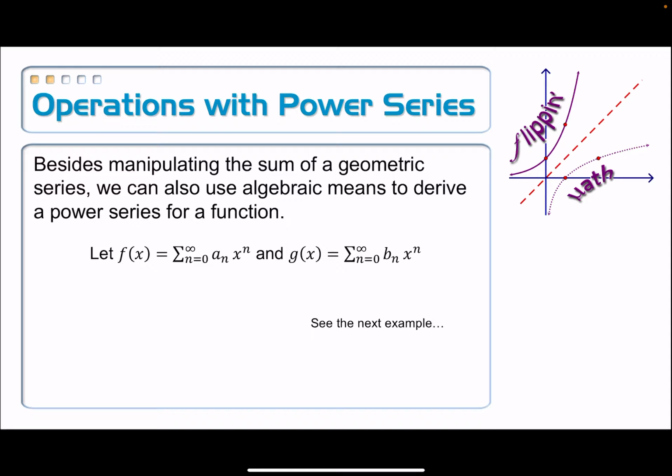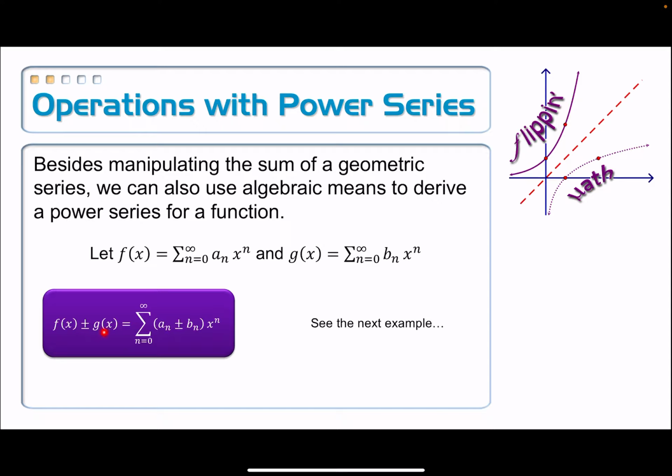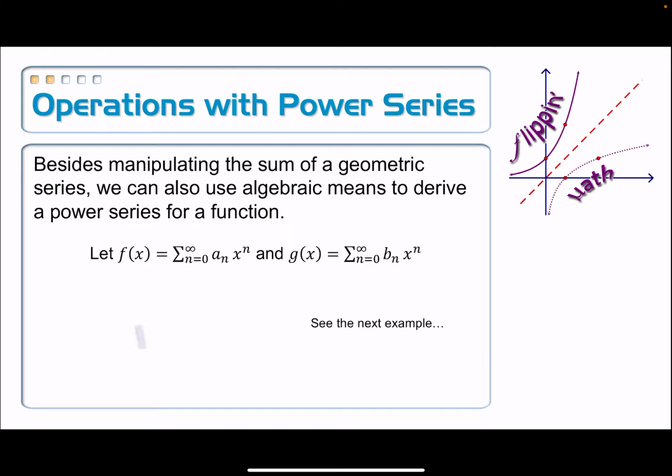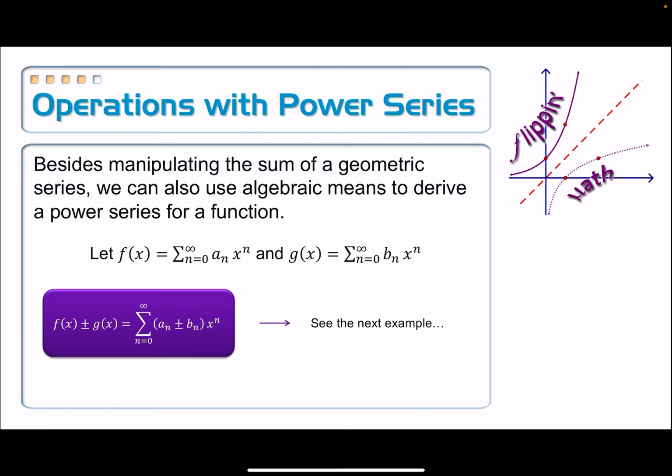All right, another way to turn a function into a power series is basically adding and subtracting two functions. So that's where this g of x power series is coming from. I can add and subtract the terms, term by term, the f and the g here, in order to get a new power series.